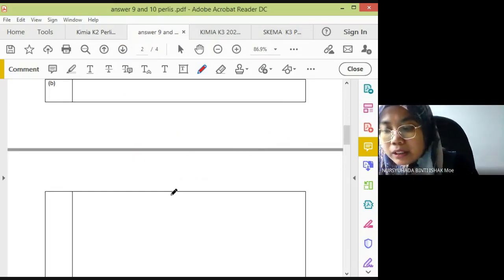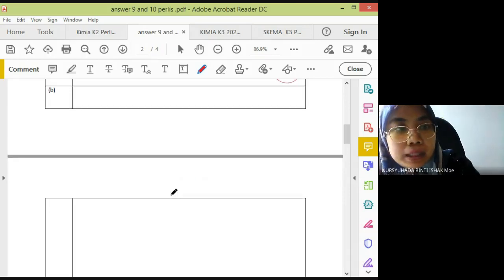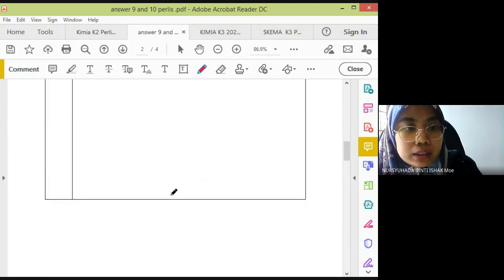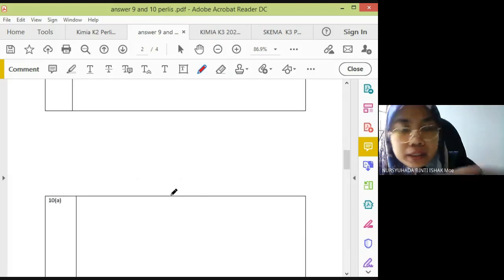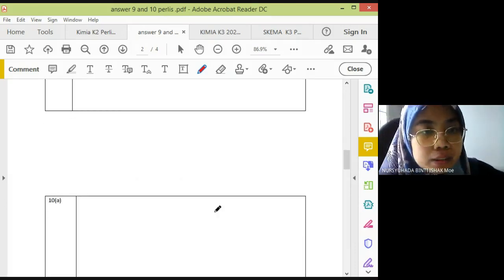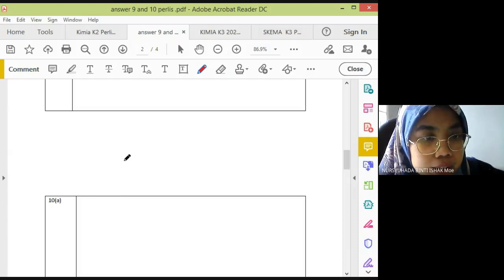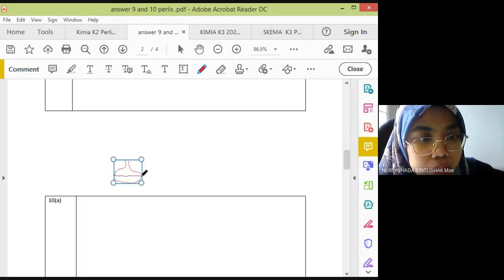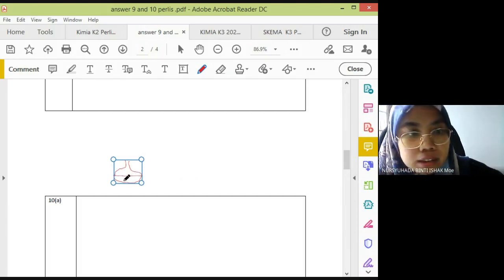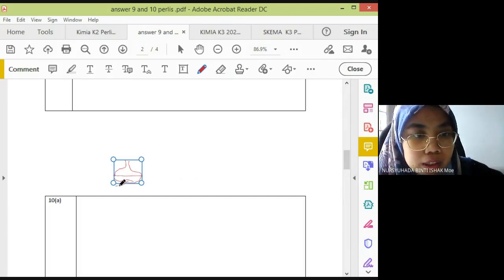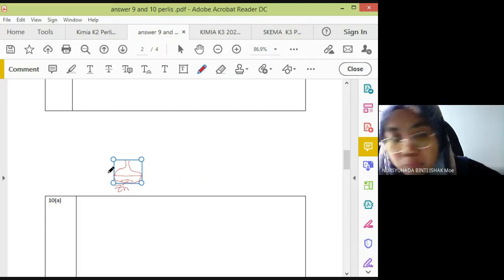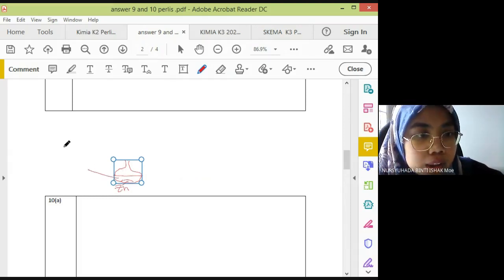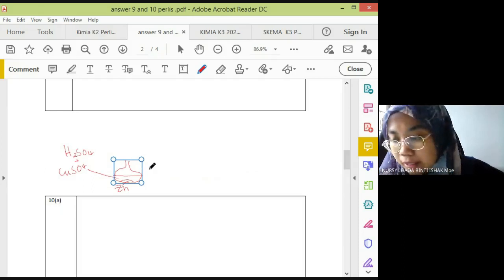Okay, pertama cikgu tunjuk dulu macam mana gambar dia. Lukis kat bawah ni gambar yang ada catalyst tu. Kita letakkan sini conical flask. Inside the conical flask, kita letak zinc metal. Inside the solution adalah acid H2SO4 and we put copper 2 sulfate as catalyst.